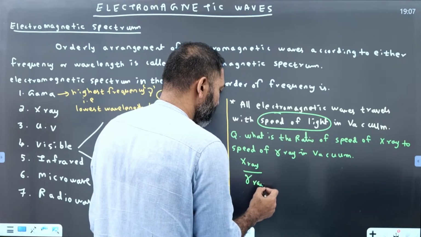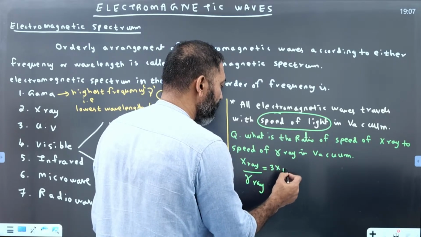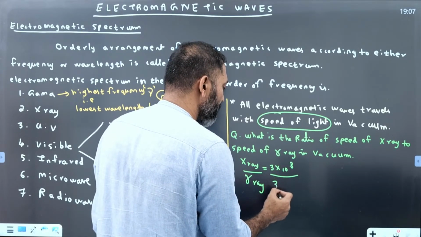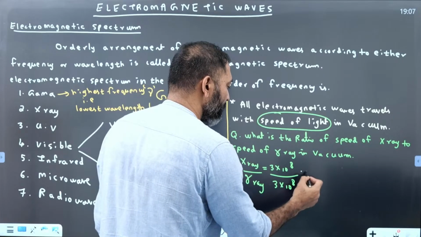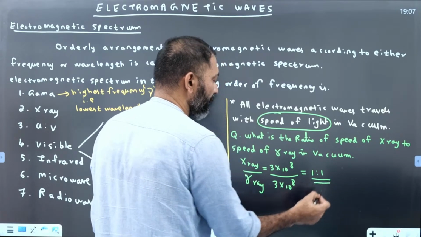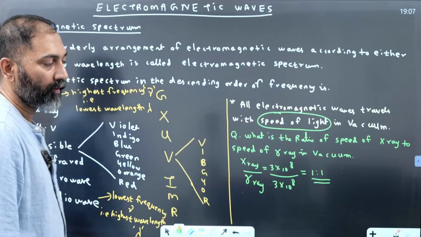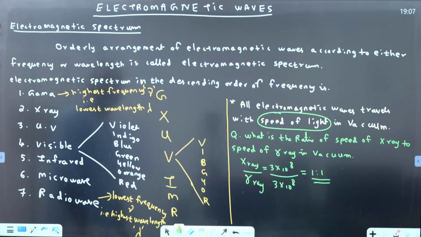X-ray speed is what? 3 into 10 raised to 8. Gamma ray speed is also 3 into 10 raised to 8. So what is the answer? 1:1. So please note down this screen. Within 2, maximum 3 classes, we will be finishing this topic.